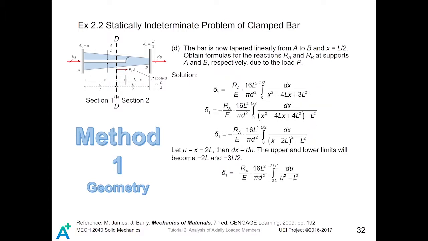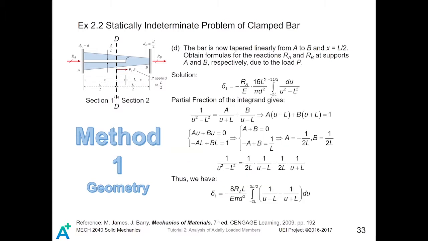Next, we do a technique to make this part a complete square, and then we can write the integral in this form. Finally, we let u equal x minus 2L, then dx equals du, and we will change the upper and lower limits to be minus 2L and minus 3L over 2. Then the change of length of segment 1 will become this integral. Then we do the partial fraction for this integral.